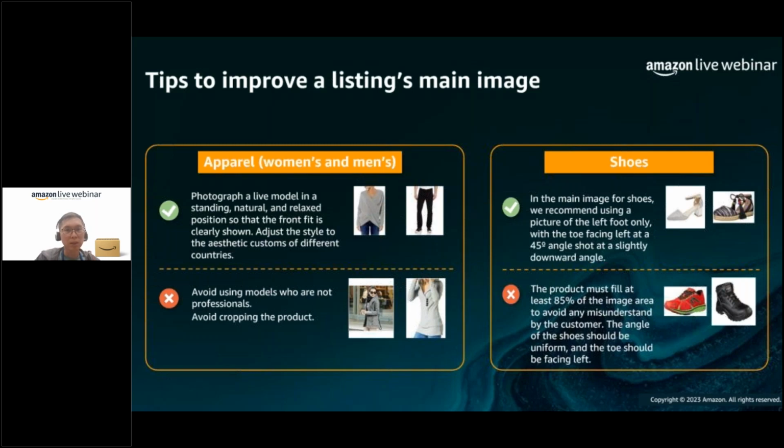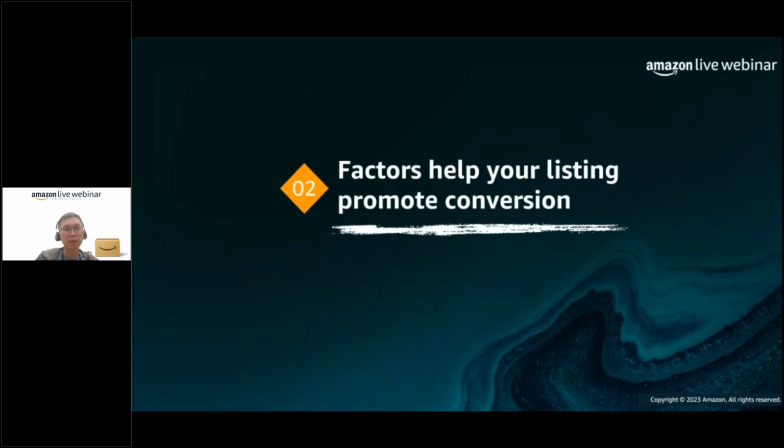All right. So we do have a past webinar that covers a lot more in depth, with a lot more examples, which you can check out in the previous recording. So today we're going to focus more on the additional factors that help your listing achieve even more conversion. Conversion meaning your sales, meaning that customers end up buying something from your products, right?